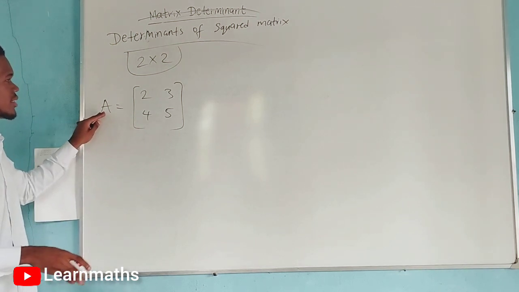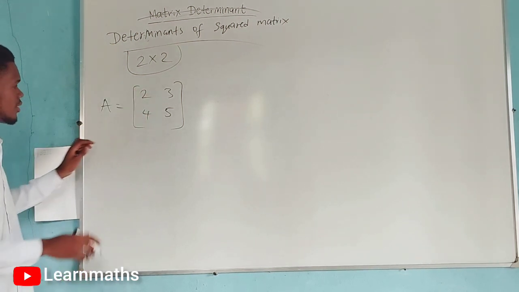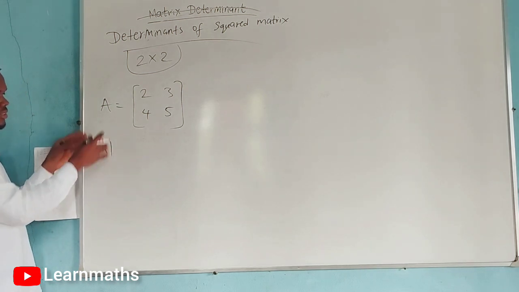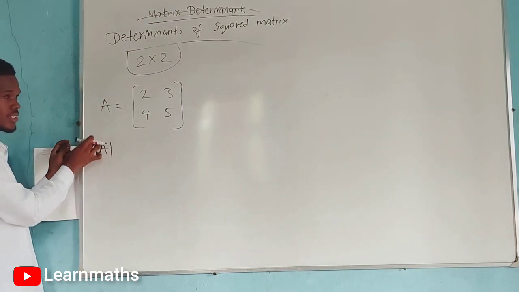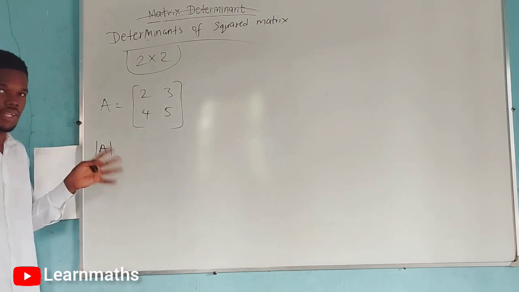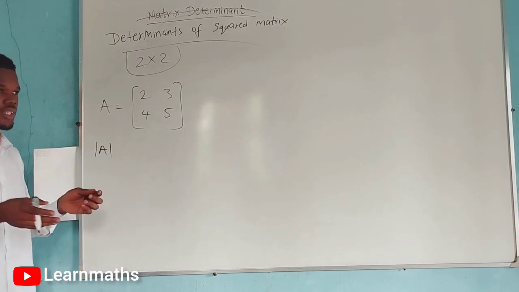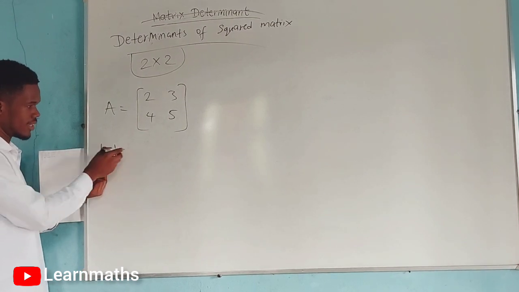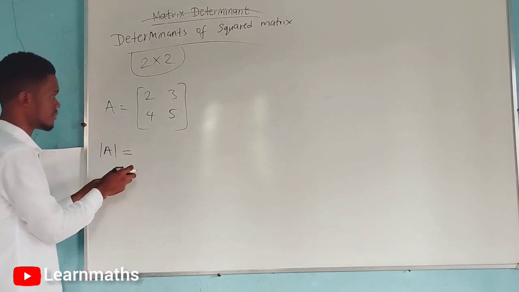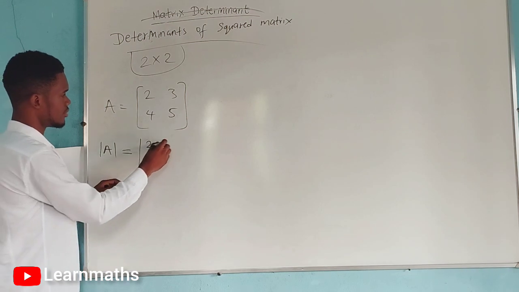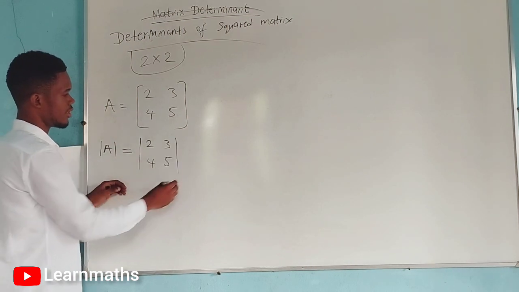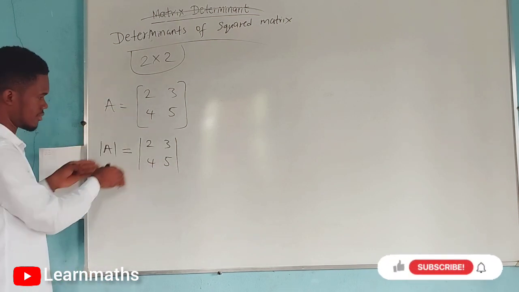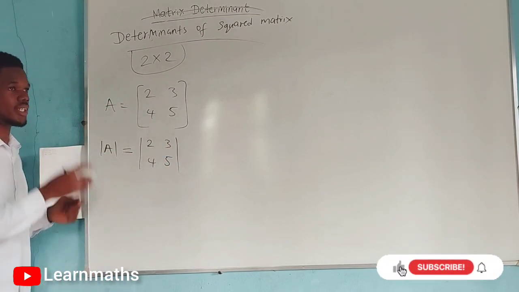Now, if the matrix is A, they represent the determinant by this straight line bracket. When you see these two lines guarding A or side by side with A, it actually means the determinant of A, right? So the determinant of A is going to be equal to this 2, 3, 4, 5. You can see these brackets are no longer the way they were, they are now straight lines, right? So let's actually find the determinant of A.